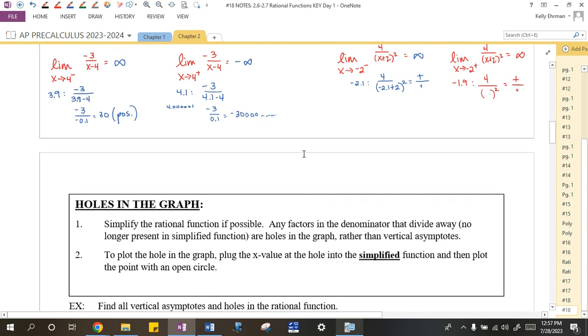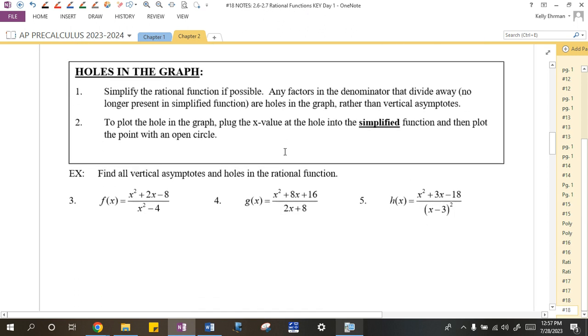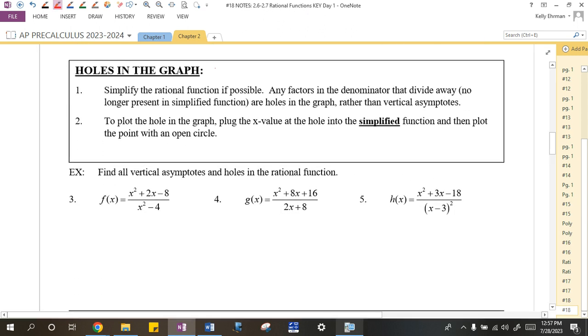Okay, what about holes in the graph? I briefly mentioned that. Holes in the graph also occur when there's an a value where f of a is undefined, but there's this extra caveat. To find a hole in the graph, you simplify the rational function if possible. That means factor and cancel what you can, which is why we did that rational expression unit a few days ago. Any factors in the denominator that cancel out are no longer present in the simplified function. Those are holes in the graph, and they're not vertical asymptotes. So you can't be both.